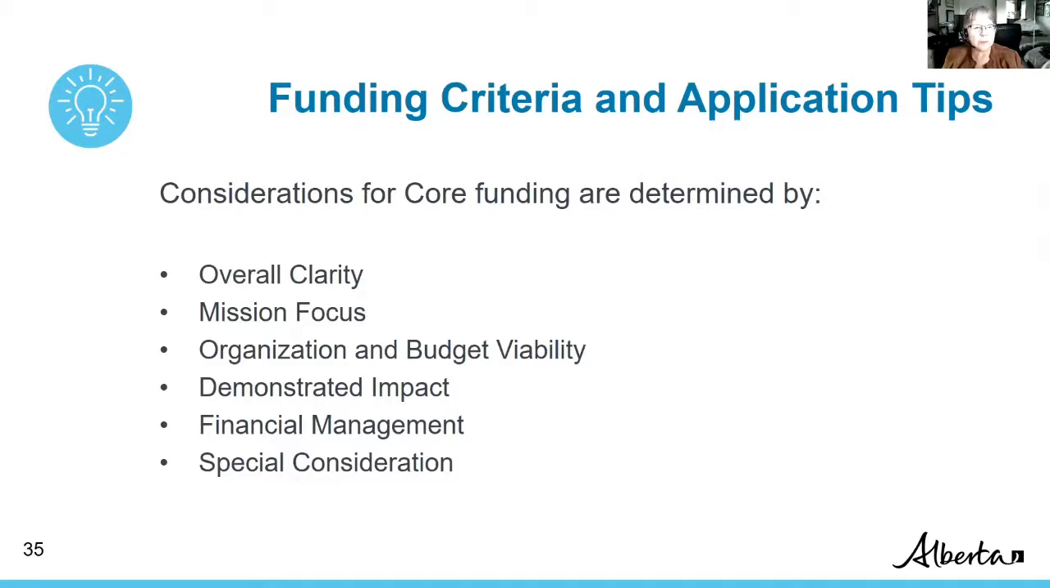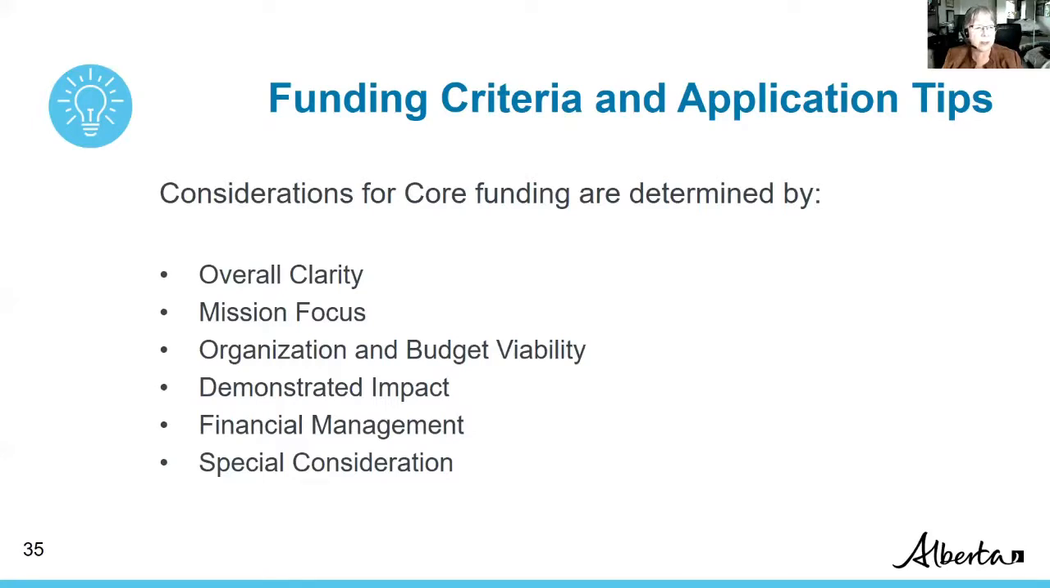Organization and budget viability. Has your organization demonstrated the ability to raise funds to sustain the proposed operating costs after receiving the grant? Is your proposed budget reasonable based on your recent operations? Demonstrated impact. What is the social issue or need your organization is addressing? How broad is the impact in community? Are there other organizations providing similar services? And are you working collaboratively with these groups?